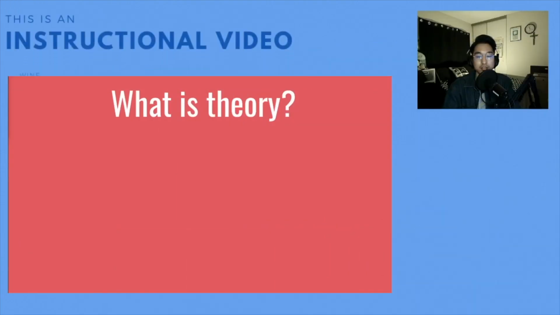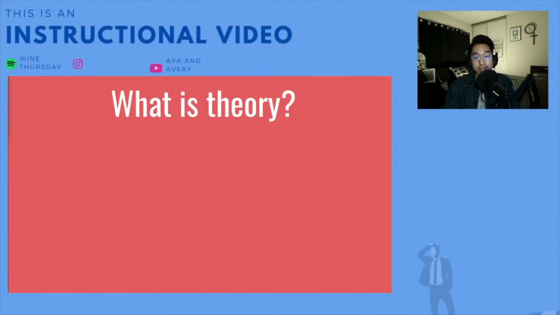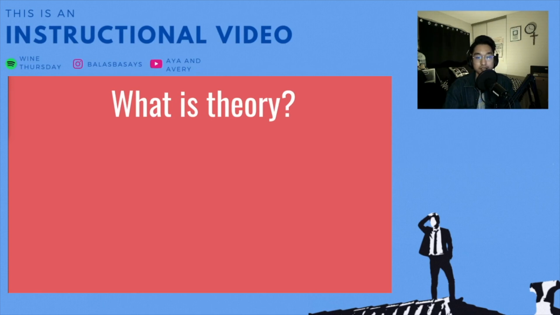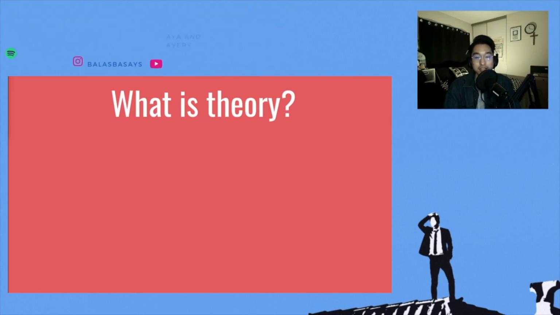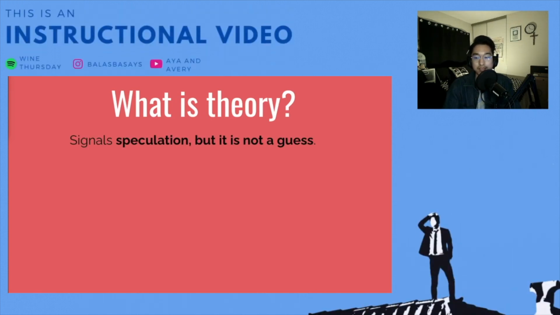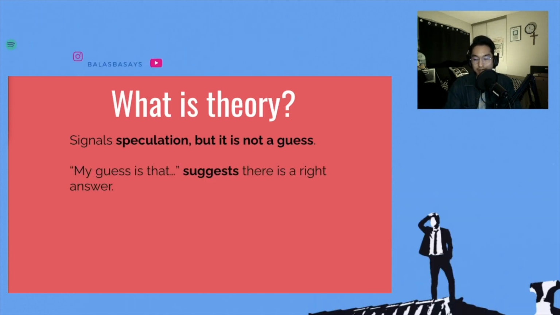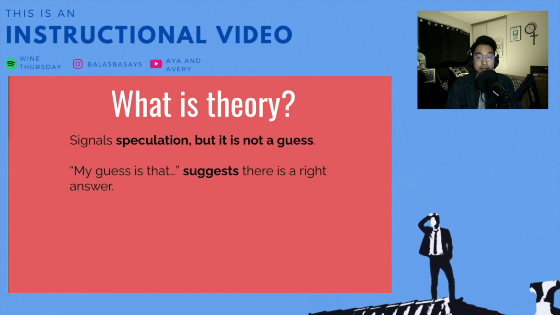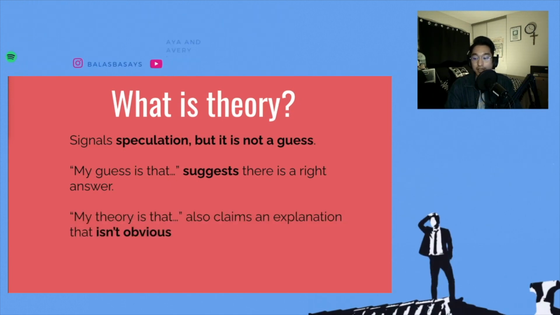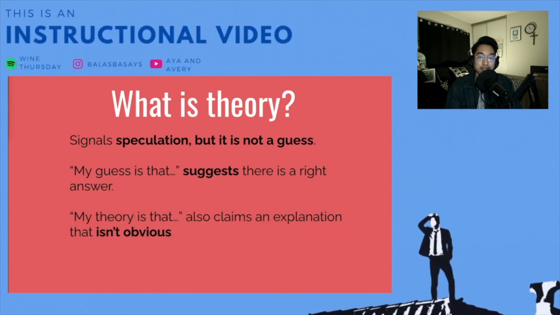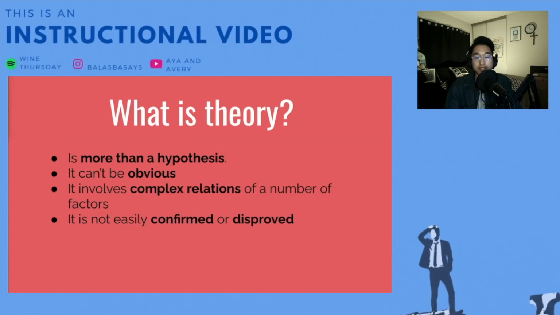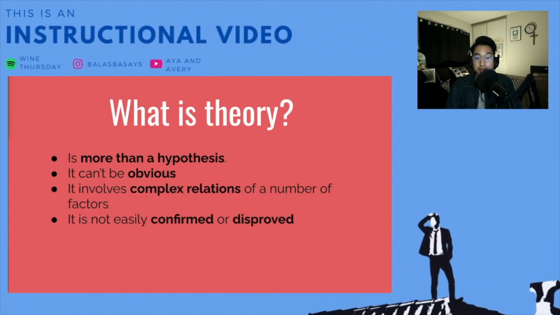When it comes to literary theory, it's similar to and another form of literary analysis. It's something that is complex and used to affirm or disprove. It signals speculation, but it's not necessarily a guess. By saying "my guess is," that suggests there is a right answer, but saying "my theory is" also claims an explanation that isn't obvious. Theory is more than a hypothesis. It can't be obvious, it involves complex relations, and it's not easily confirmed or disproved.